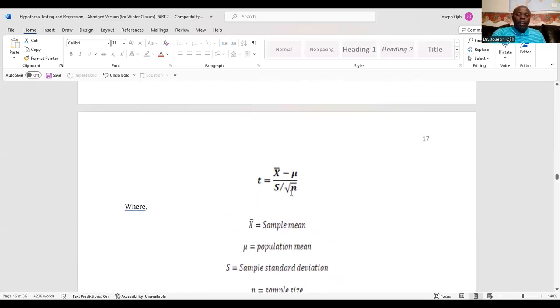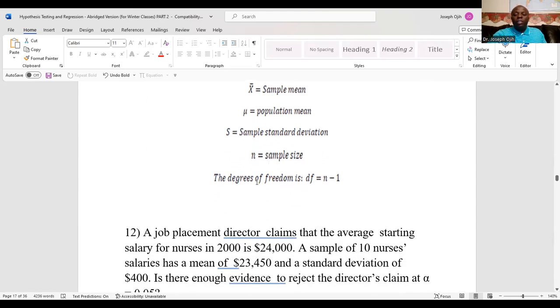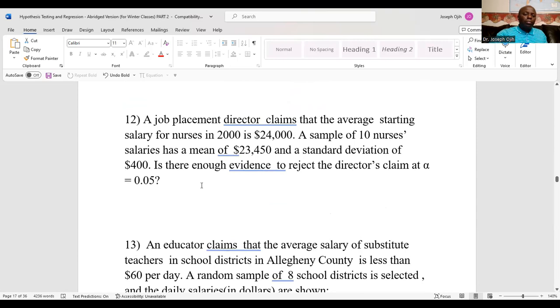As you can see, the formula we'll be using now will no longer be Z. It's going to be T, and then it will be T minus the mean. I will be using the sample mean and sample standard deviation, not the population standard deviation. And of course, you know that for the t distribution, the degree of freedom is always equal to n minus 1.